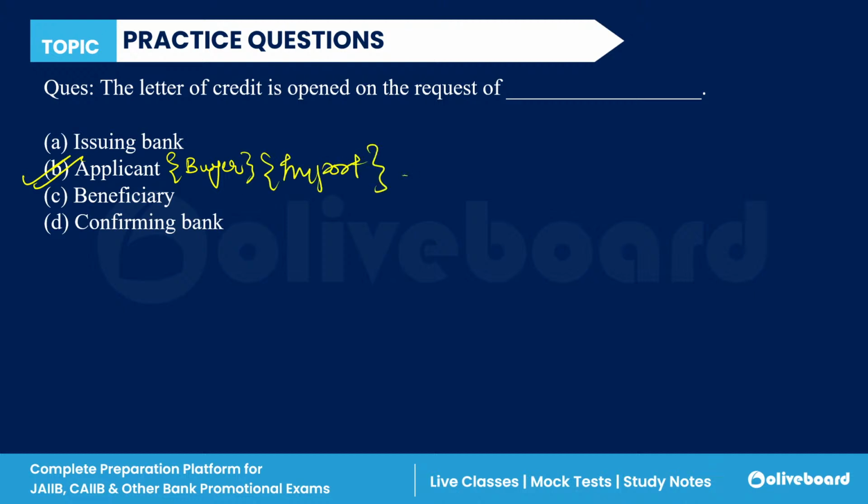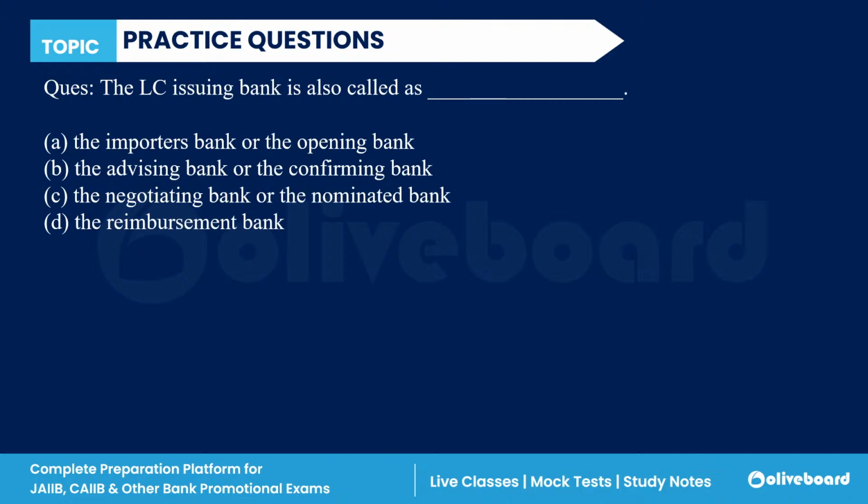Next, the letter of credit issuing bank is also called as dash. The options are importer bank or opening bank, advising bank or confirming bank, negotiating or nominated bank, or reimbursement bank. Everyone, please answer this question. The letter of credit issuing bank is also called the importer bank. The advising bank, confirming bank, or negotiating bank are actually in the exporter's country. Okay, done. So this is it.